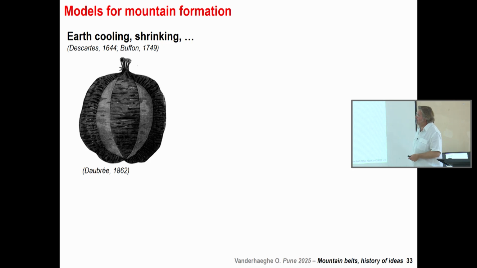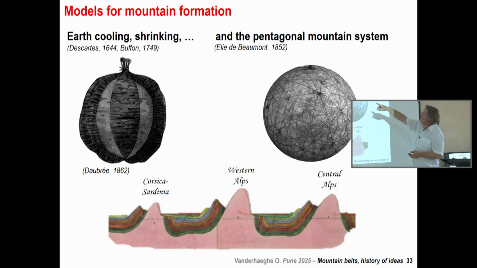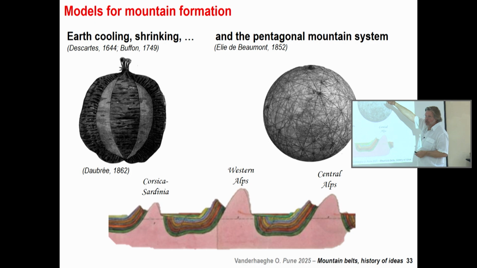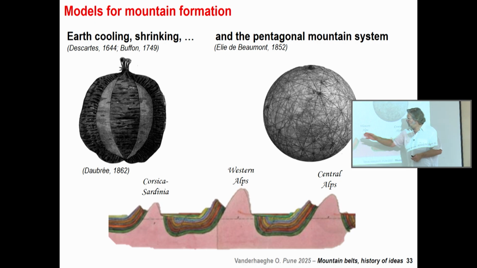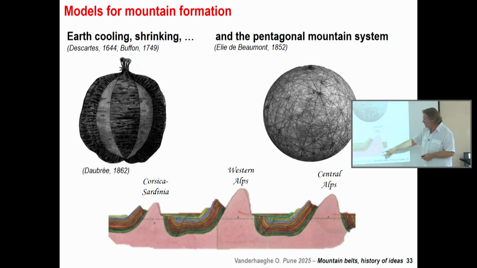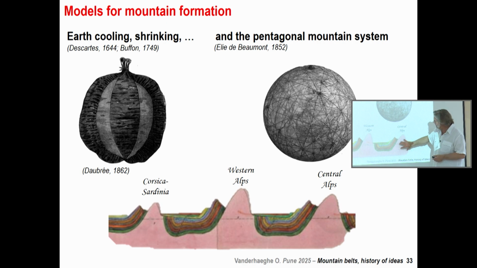Earth cooling and shrinking was modeled with an inflatable balloon. Dobre drew some lines on it and looked at what happens when the balloon deflates. This fed the idea that Earth cooling and shrinking could lead to a pentagonal mountain system, not hexagonal or something strange. Elie de Beaumont, who was one of the people that made the French geological map, thought, okay, maybe pentagonal. So he drew great circles on the sphere, and he thought they could match the different belts he had mapped in Corsica, Sardinia, Western Alps, and Central Alps, where you see here all the unconformities between the tertiary rocks, secondary rocks, primitive rocks.